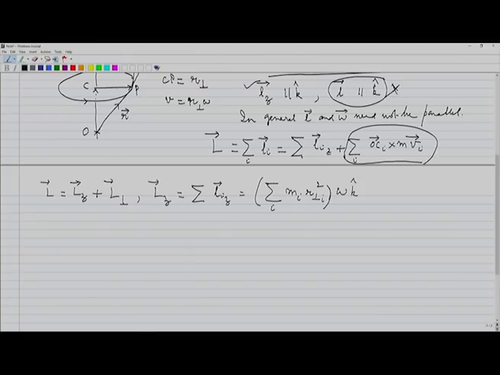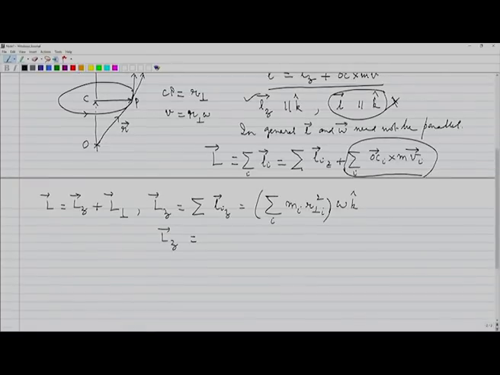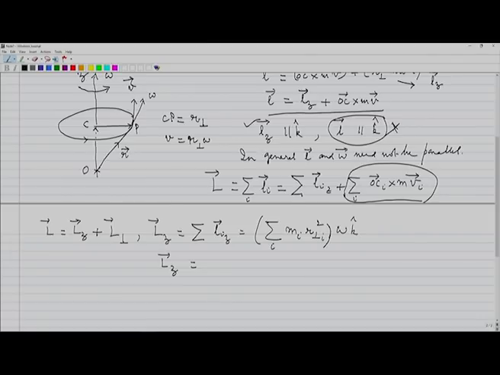So L z is equal to, what is this quantity? This is the moment of inertia of the body about this particular axis of rotation. This is the r perpendicular. Let me indicate here. At this particular point there is a mass m i, and its perpendicular distance from the axis is r perpendicular i. Therefore, this is I omega times k.